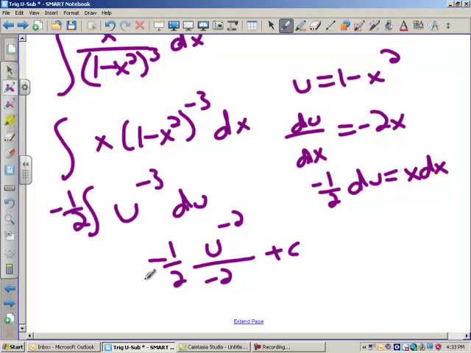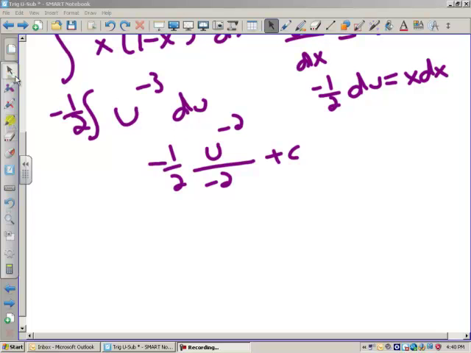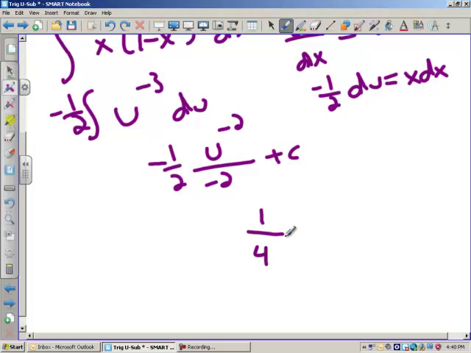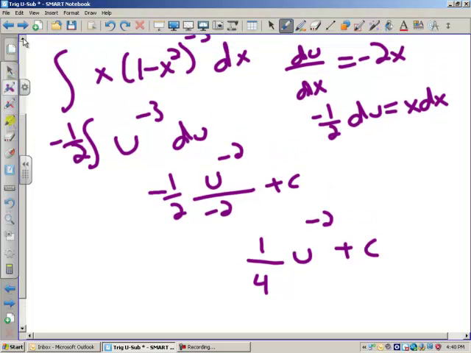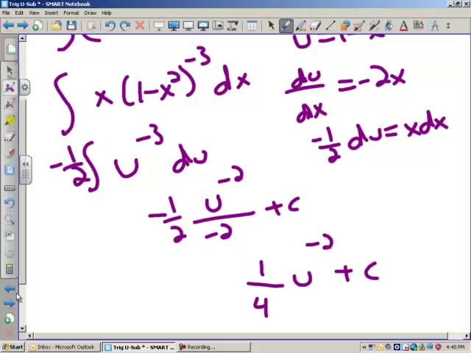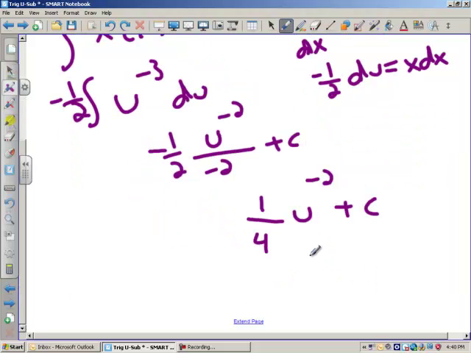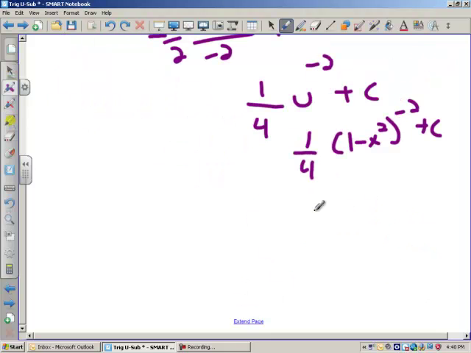And then plus c, which is going to turn into a positive 1/4 u to the negative 2 plus c, which is going to be, in our u, of course, up here, was 1 minus x squared. So this becomes 1/4 times 1 minus x squared to the negative 2 plus c. And then you'll probably see this written as 1 over 4 times 1 minus x squared, all squared, plus c.